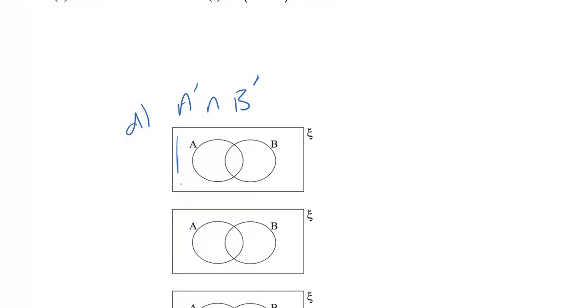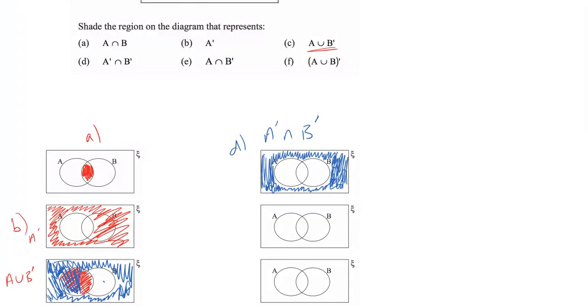And it's only those things. They have to be in both. It's an and symbol for intersection. So there we go. Right, let's carry on.